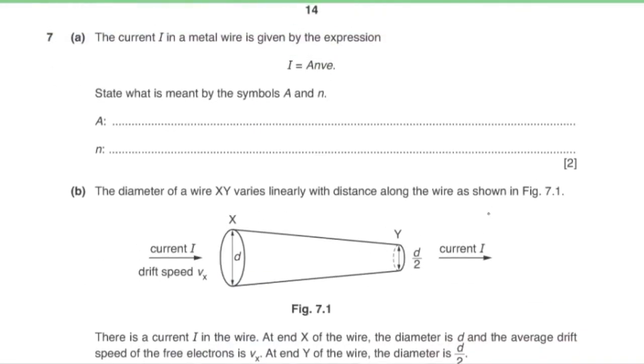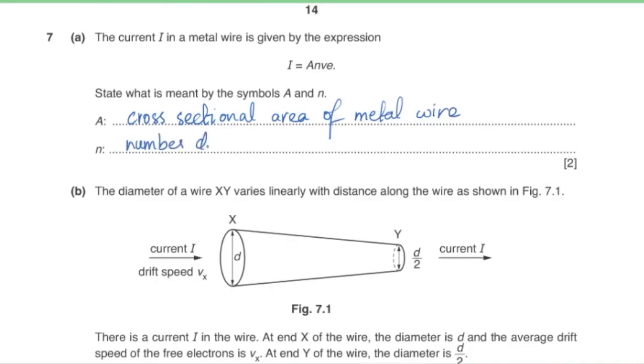Question number 7, part A. The current I in a metal wire is given by the expression. State what is meant by the symbols A and N. So A over here is the cross-sectional area of the metal wire. And N is the number density of free electrons.